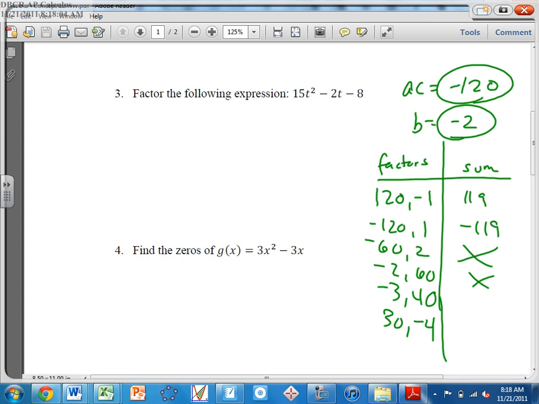last possible choice, which, Derek, here's your chance. What is it? Negative 10 and 12. Thank you, Derek. You threw that voice pretty well.